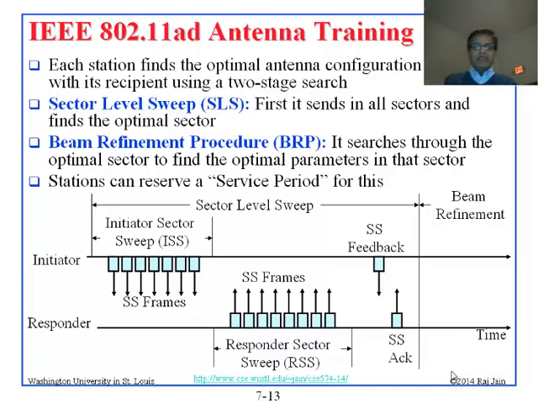Antenna training, I think we have already talked about this. Now this is not just between PCP and station X. Whenever station X wants to talk to station Y, they have to do antenna training. They have to find out what is the best antenna configuration. So A will send many frames, we call them SS frames, to B, and B will send many frames to A, and they will find out what is the best configuration. Once they have done the sector level sweep, then they will do beam refinement. The idea is, I know you are in sector 7, but let's find out where in sector 7 you are.